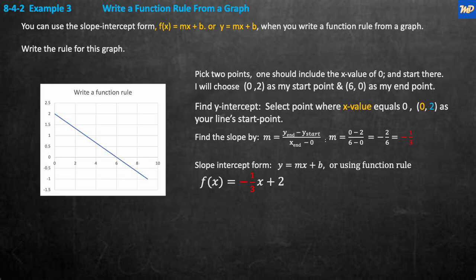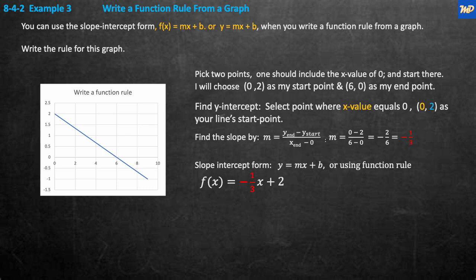Okay, in example 3, we're going to write a function rule from a graph. You can use the slope-intercept form, f of x equals mx plus b, or you can think of it still as y equals mx plus b. But we'll use f of x equals mx plus b. Writing a rule from a graph is kind of easy. You have to pick points, and you have to visually inspect the graph to pick the easy points. So it says pick 2 points. One should include the x value of 0, and start there.